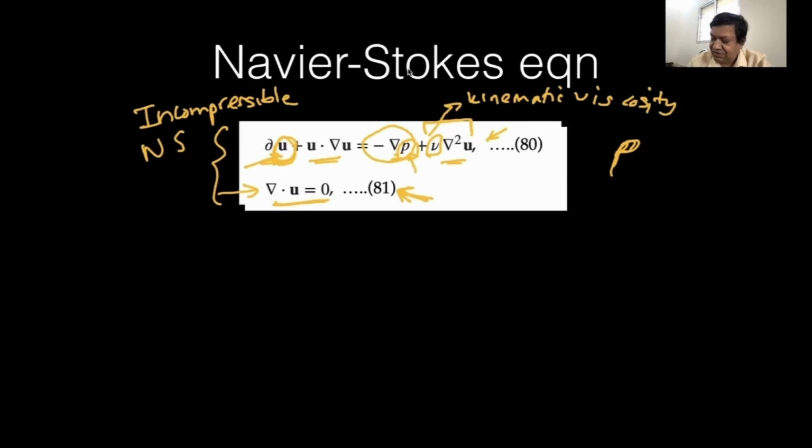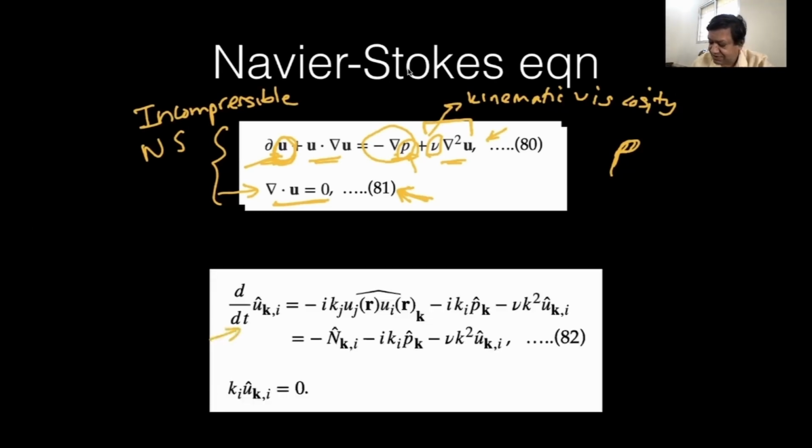If I write the equation in Fourier space, I get this equation: d by dt of u hat k, i. k is a 3D vector, and i is a component. Velocity is not only three-dimensional; it also has various components: ux, uy, uz. So i goes from 1 to 3: i equal to 1 is x, i equal to 2 is y, and i equal to 3 is z.